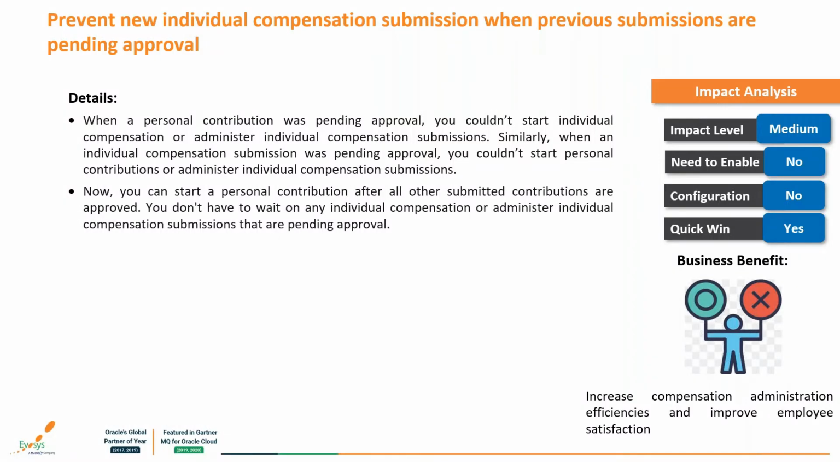The first feature: prevent new individual compensation submission when previous submissions are pending for approval. Previously, you were not able to start any individual compensation submission when another submission using the same action was pending for approval. Examples of those actions are manage personal contribution, individual compensation, and administration individual compensation. So when a personal contribution was pending for approval earlier, you couldn't start any individual compensation or administration individual compensation, and vice versa.